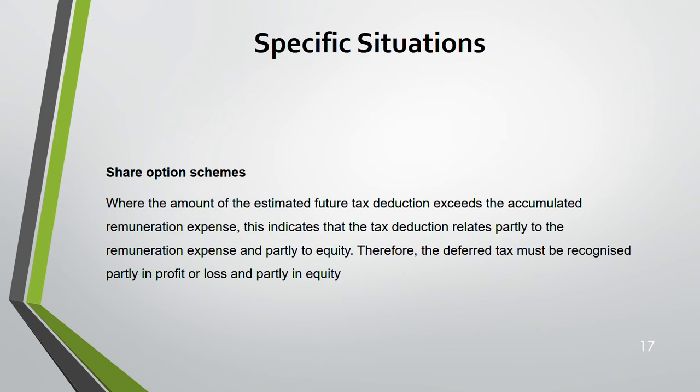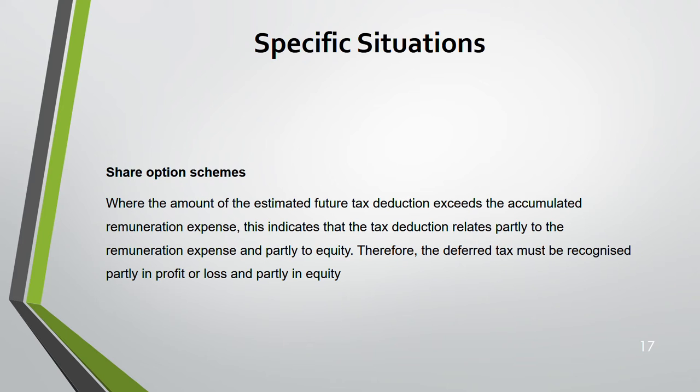Then, where the amount of the future tax deduction exceeds the accumulated remuneration expense, that means your tax deduction is more than your remuneration, what happens? Then the tax deduction relates partly to two things. One is from remuneration expense, you are deducting tax, and the other part is from the equity. Understanding? Not understanding? Don't worry, we'll do a question.